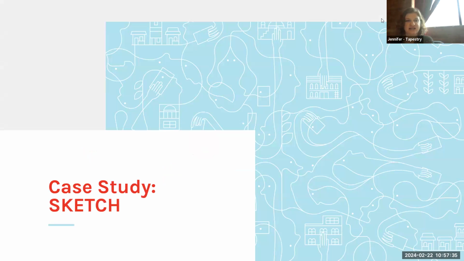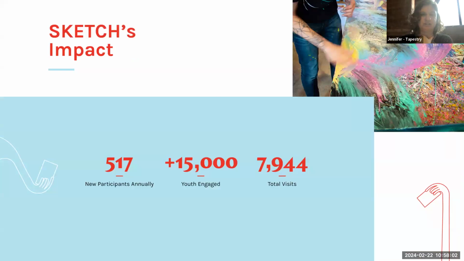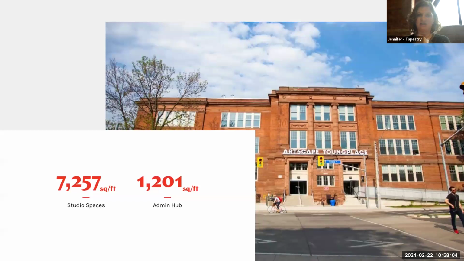We'll look at a case study, and we'll start with Sketch Working Arts here in Toronto. If any of you know Sketch, they are an incredible organization that has programs for marginalized youth in the city of Toronto. Youth come in, and if they want to paint or dance or play music, they teach them how to do all of those things. They have other wraparound supports provided. And they have an incredible studio space here at Artscape Young Place in Toronto.